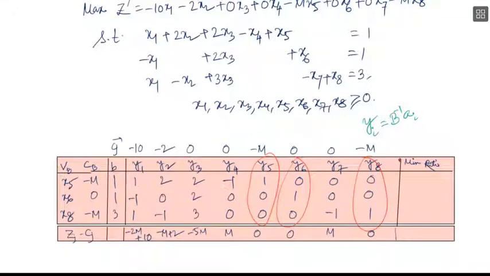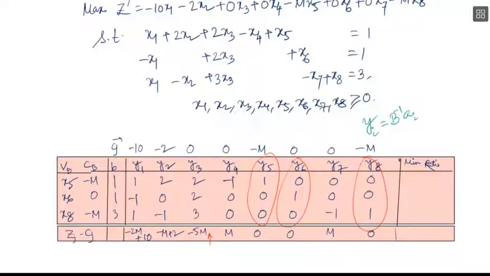Now m is a very large number, so when we compare the values of zj minus cj, the coefficient of m will play the most important role. As we see, minus twice m plus 10, minus m plus 2 and minus 5m have negative values. Among these three, minus 5m will be most negative. So we will take x3 as the new incoming variable.